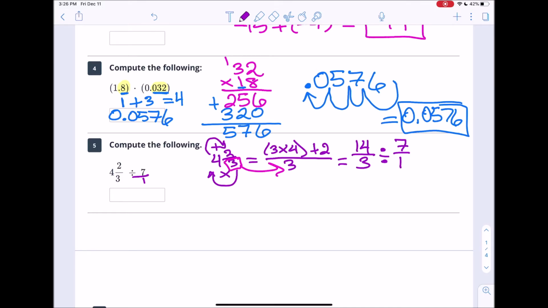Now we're ready to divide. And remember, when we divide fractions, what we're actually doing is multiplying by the reciprocal. We are multiplying by the reciprocal. So that means we're actually multiplying 14 over 3 times the reciprocal of 7 over 1. And the reciprocal of 7 over 1, we just flip the fraction and we get 1 over 7. Okay? Now, you could just multiply across and you would get 14 over 21. Simplify, both are divided by 7, and you get 2 over 3.